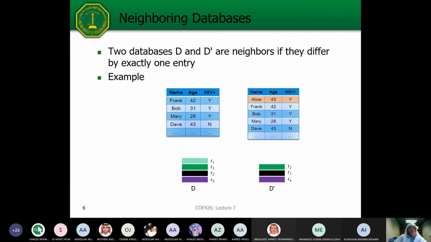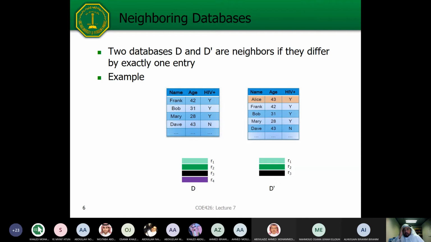So the best way to think about neighboring databases is we start with the same database, a copy of each other, and then we remove one record from one copy. These are neighboring databases, right? And then put it back, remove another record, and in fact, we do this for all records. That will give us the set of all neighboring databases differing by exactly 1 entry.